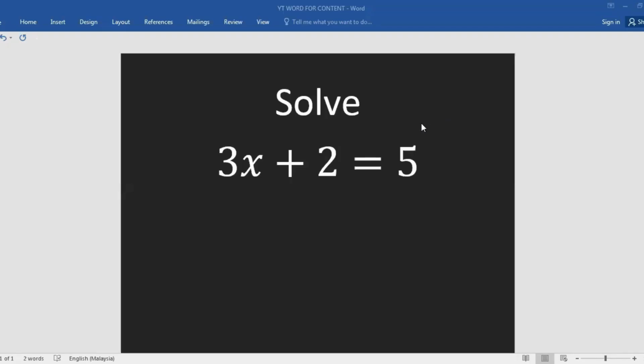So today we are going to solve this linear equation: 3x plus 2 equals 5. How do you want to deal with this question?